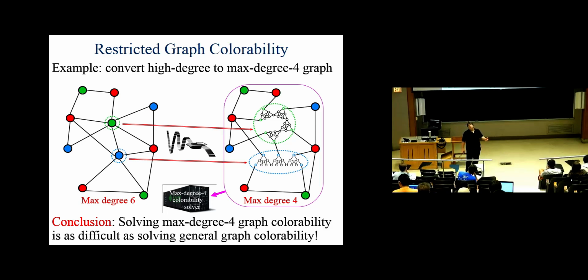And we already saw that max degree 0 or 1 or max degree 2 colorability are trivially solvable in polynomial time. So this is where colorability explodes into full bloom intractability, at degree 4. Okay. Any questions about this proof?